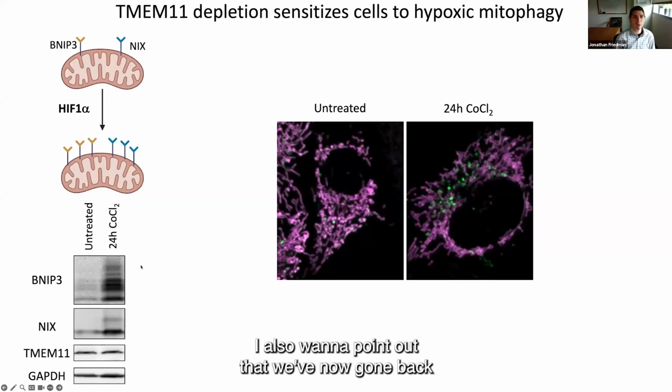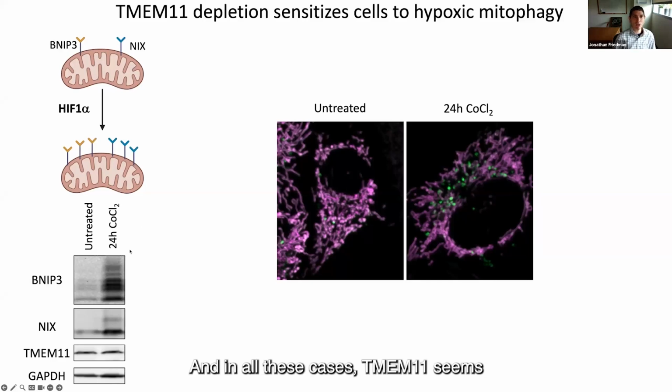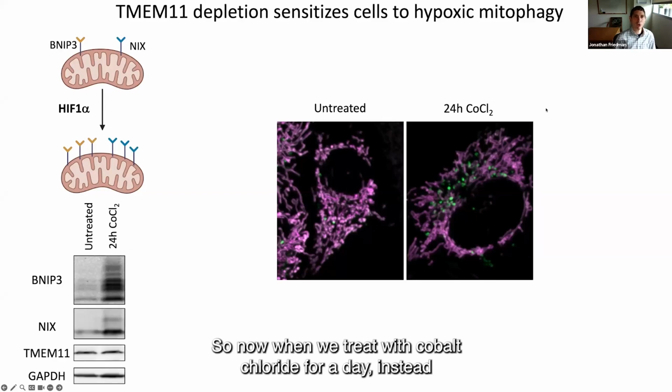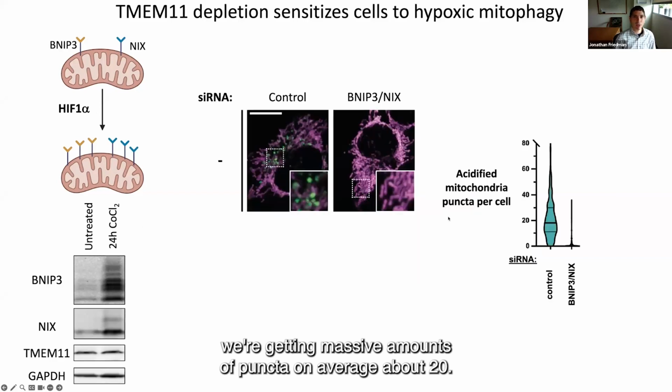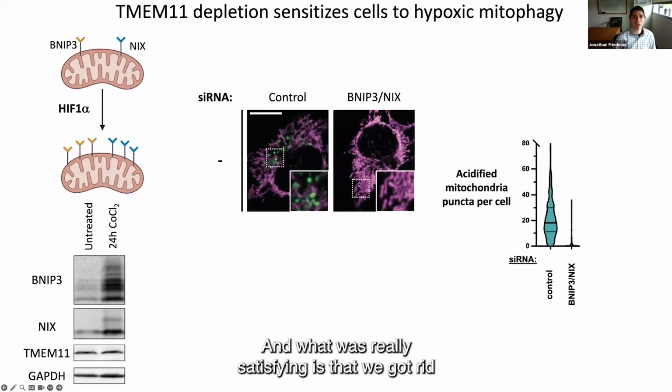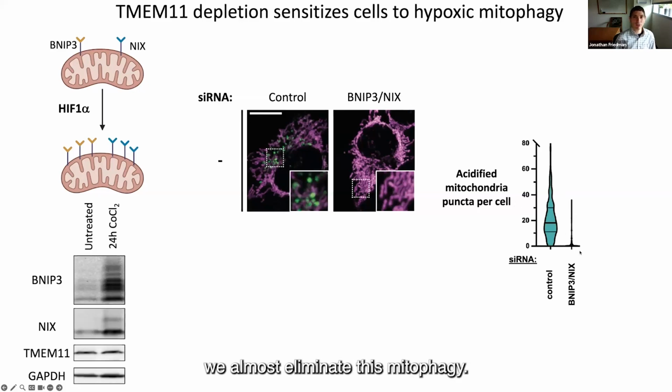I also want to point out that we've now gone back and done this with other sorts of treatments like DFO, which stimulates iron chelation-mediated mitophagy, and we've also started looking in hypoxia as well. And in all these cases, TMEM11 seems to be having similar effects. So now when we treat with cobalt chloride for a day, instead of getting 1 or 2 puncta per cell, we're getting massive amounts of puncta. On average, about 20, but you can see cells with 80 or even more puncta per cell. And what was really satisfying is if we got rid of BNIP3 and NIX again, we almost eliminate this mitophagy.